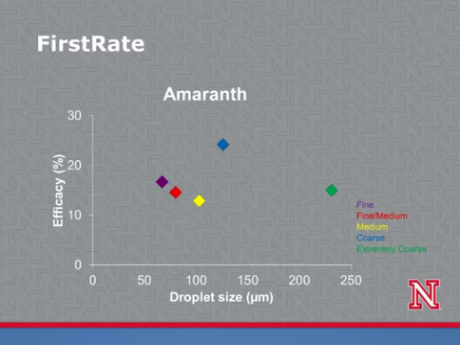On this slide, we can see what we got from control of amaranth using FirstRate. FirstRate is in the ALS chemistry, and FirstRate is commonly known as cloransulam-methyl. On this slide, you can see that the coarse size spray droplet had the greatest efficacy, but at half a rate of this product, we really didn't get great efficacy with any of the components.